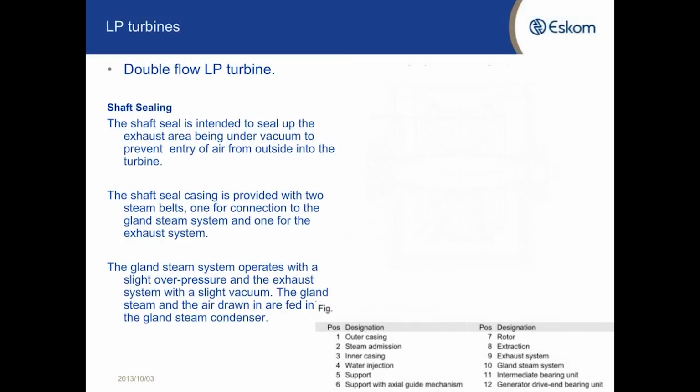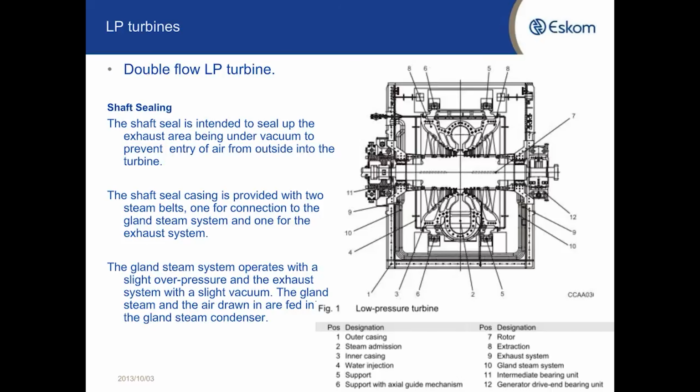And then the same for the LP turbine again. The shaft seal is intended to seal up the exhaust area, but in this case it's under vacuum, so here you want to prevent air from going inside the turbine, whereas on the other turbines you prevented steam from going out into the turbine hall.